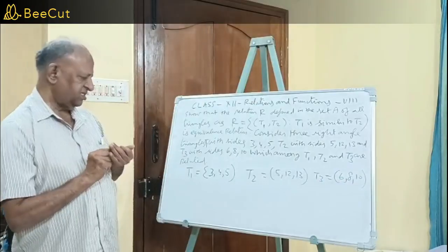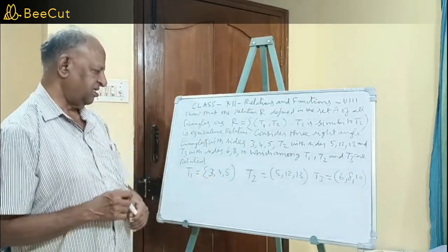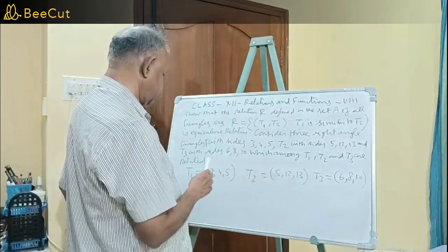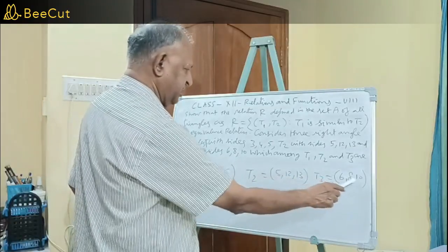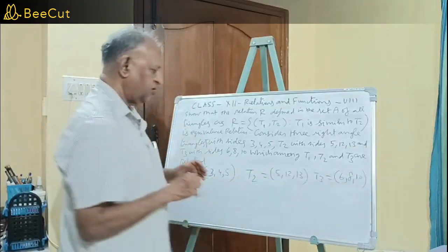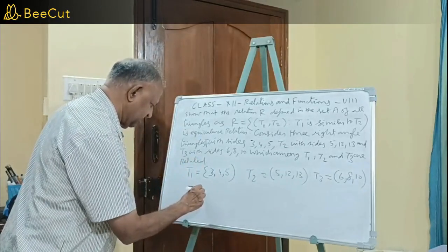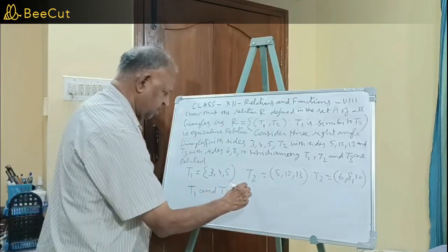It is to be similar. You see, similar means the numbers should be proportional. In T1 and T2, it is not proportional. In T1 and T3, 3 becomes 6, 4 becomes 8, and 5 becomes 10. So T1 and T3 are related.